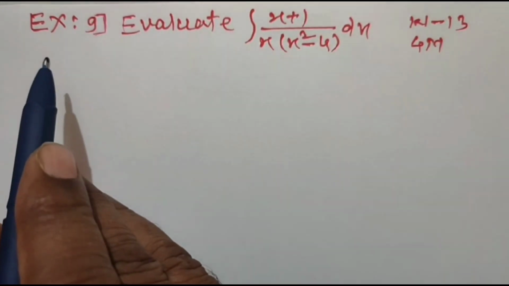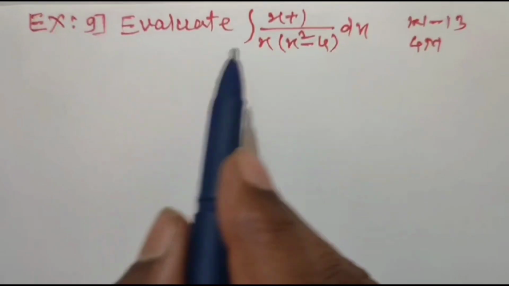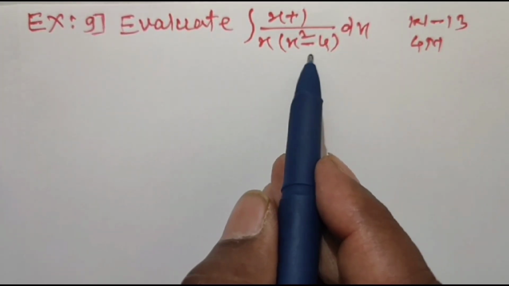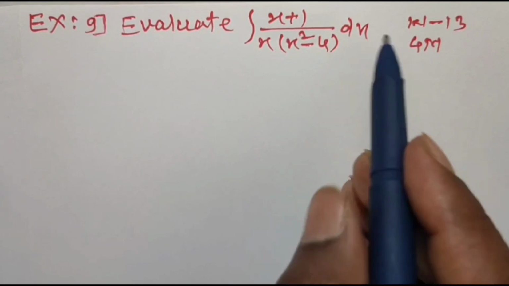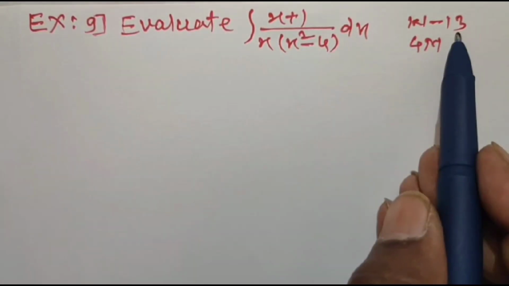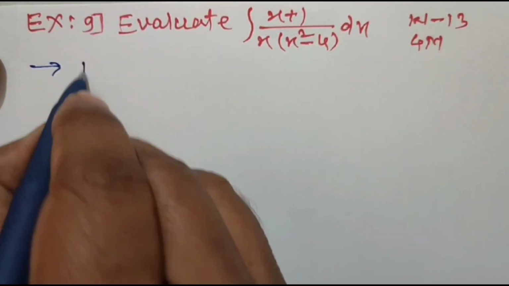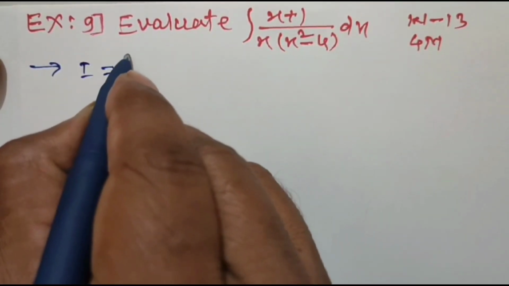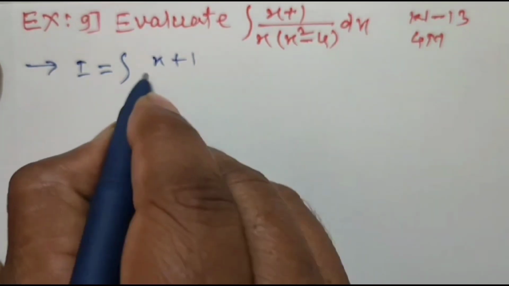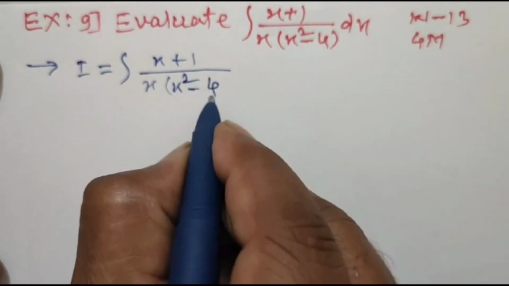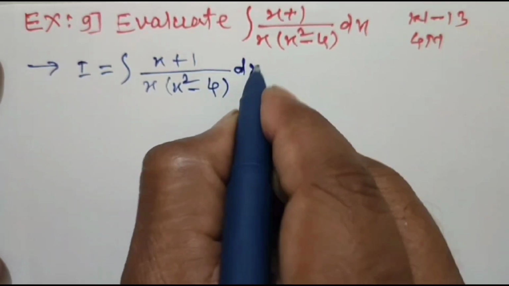Let us solve sum number 9. Evaluate the integral of x plus 1 divided by x into x square minus 4, integral with respect to x. This sum appeared in winter 2013 for 4 marks. To evaluate this integral, let I is equal to the given integral as it is, x plus 1 divided by x into x square minus 4, integral with respect to x.